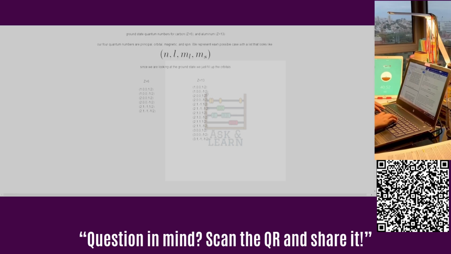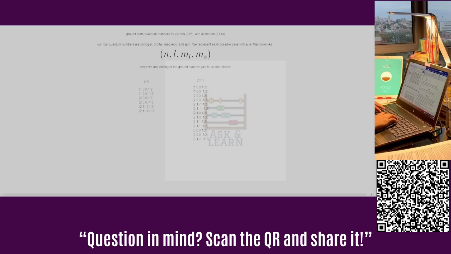So we have the same first 6 ones, and now the first new one starts here, which is where ml is allowed to go one value higher, up to 0. So we have 2, 1, 0, 1/2, and 2, 1, 0, minus 1/2. Now ml can go up to 1 since l is fixed at 1. So we have 2, 1, 1, 1/2, and 2, 1, 1, minus 1/2. So now that fills up the levels with n equals 2.